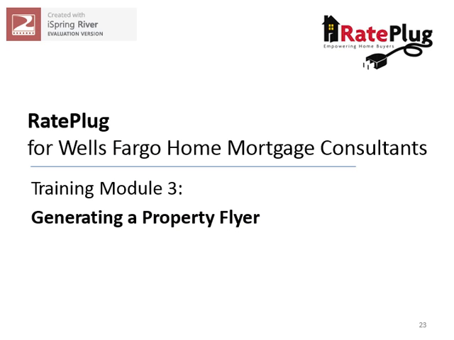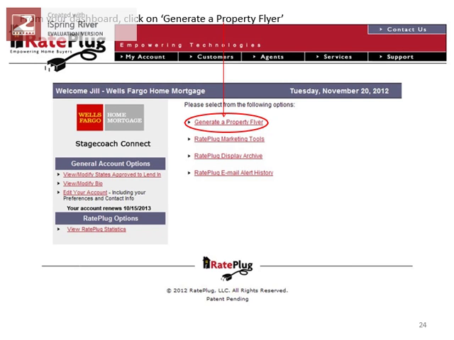Those alerts are going to bring you to our third and final feature of our RatePlug system, the RatePlug Property Flyer program. Once we alert you that your agent is going to have an open house or they just listed a new property, from your main page you're going to follow the link that says Generate a Property Flyer.